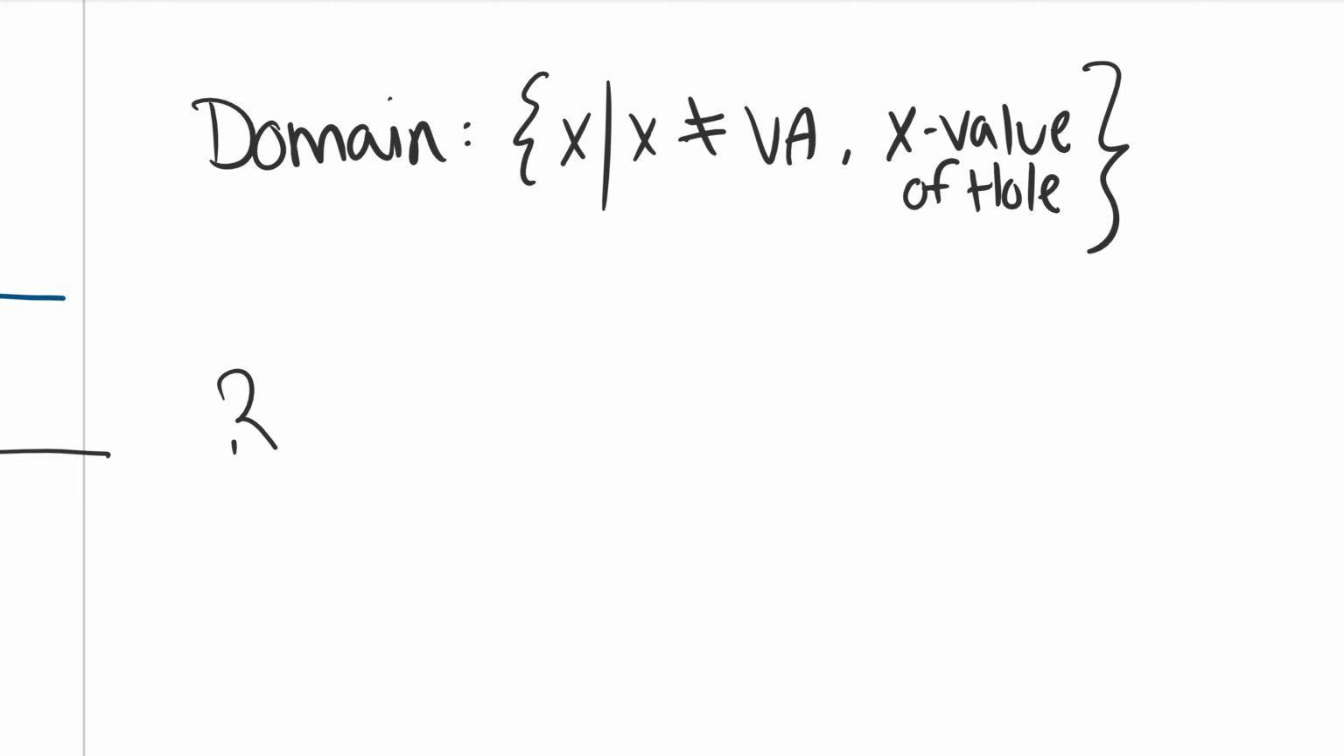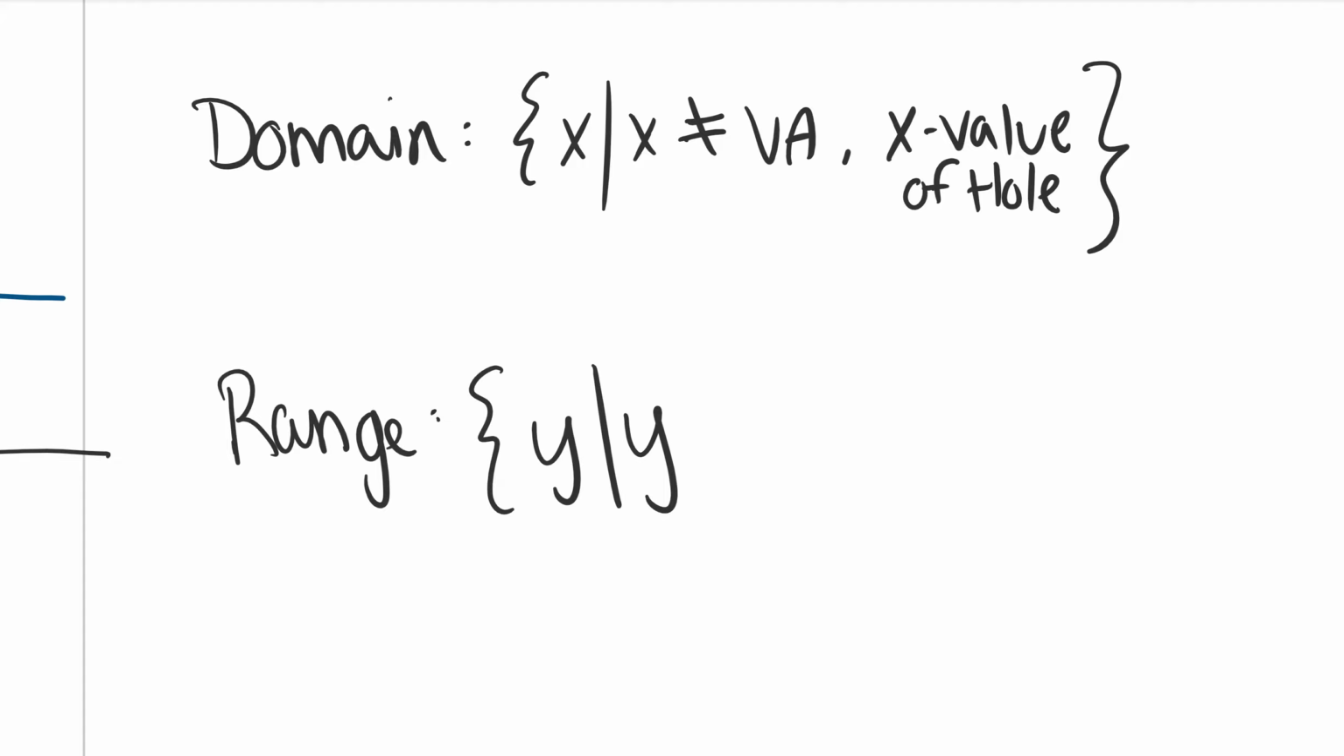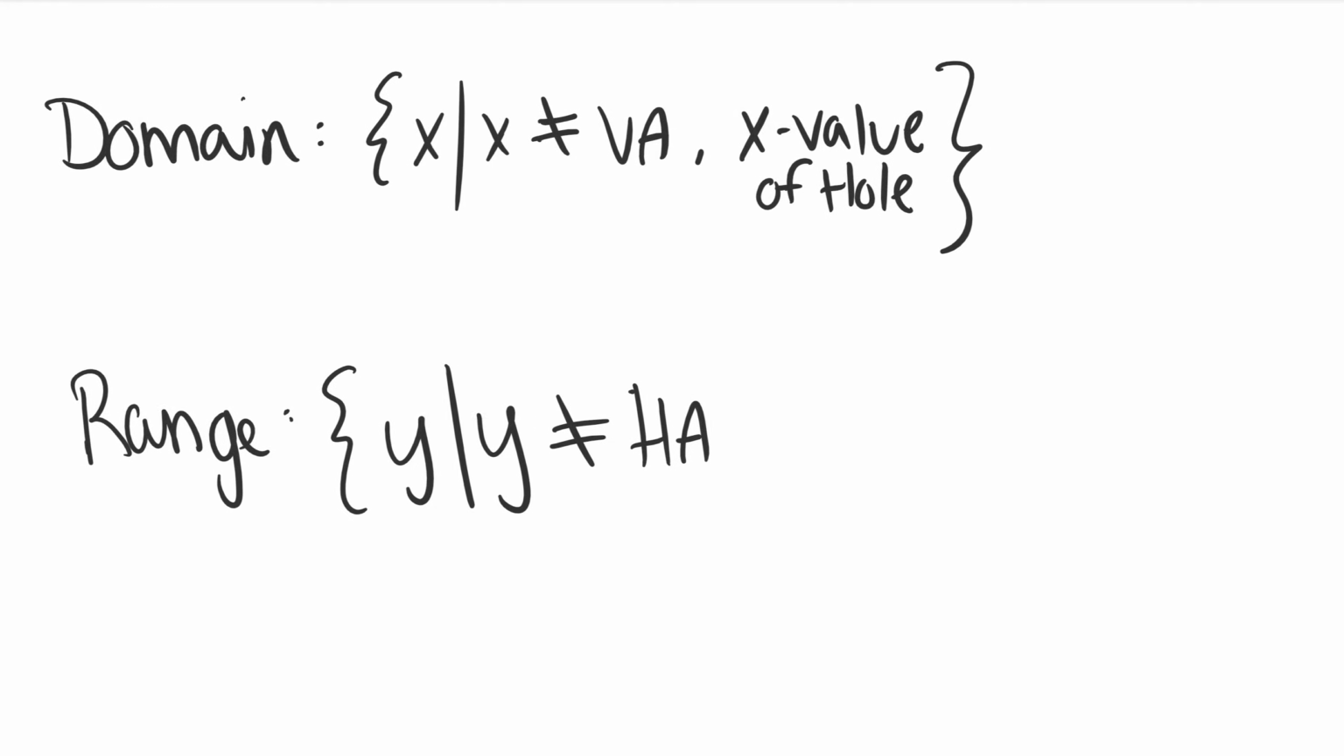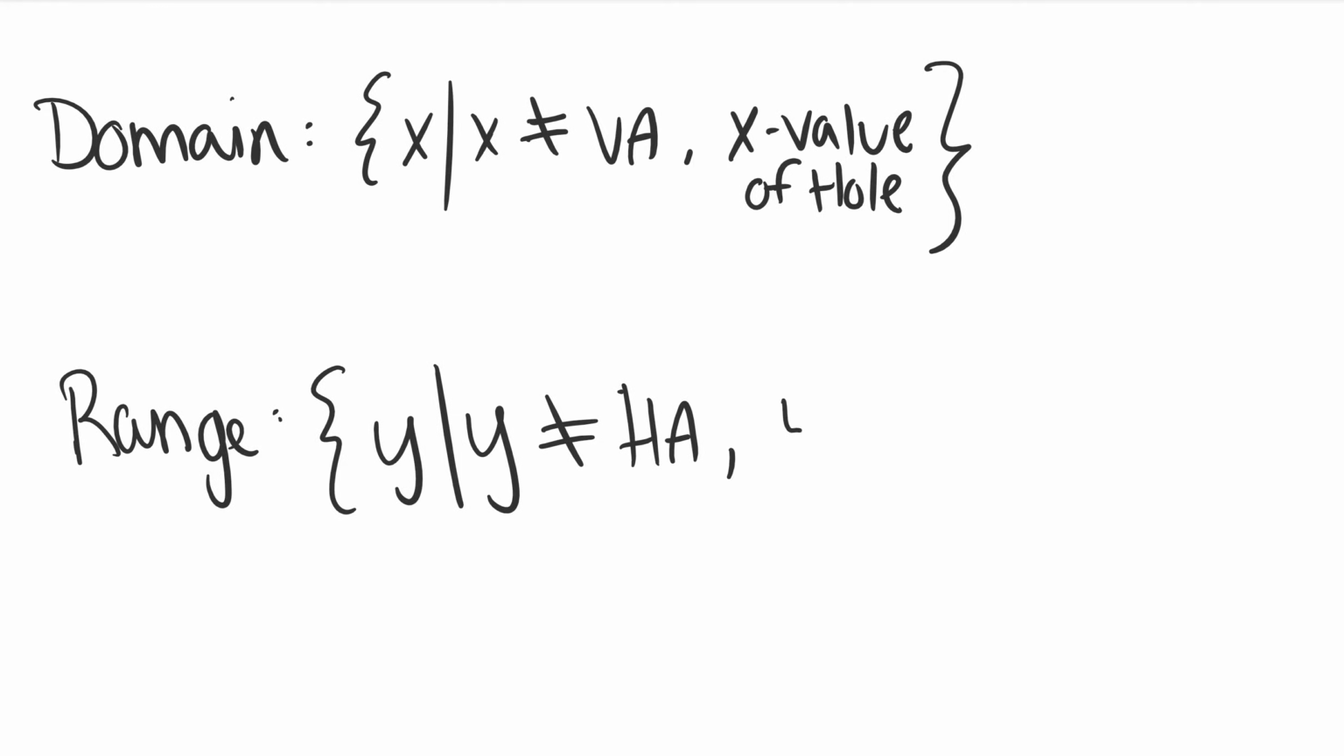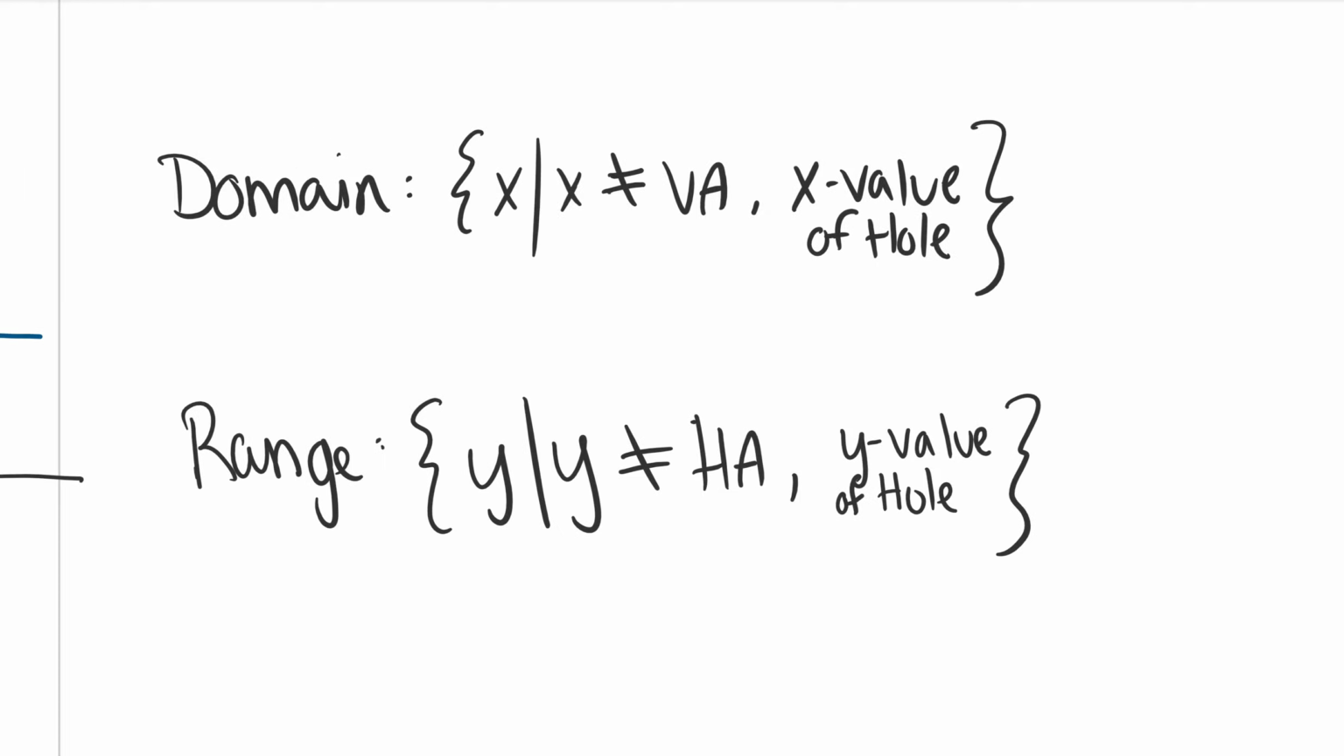And then the range, same thing. So my range, I'm still going to do y such that y does not equal k, or not k, sorry, we don't have a k. So I'm thinking of that. It's HA, my horizontal asymptote. And also, if I have one, my y value of the hole that I found. So that's domain and range.